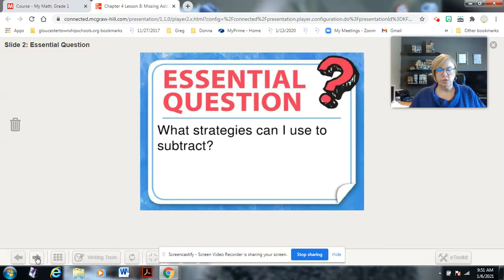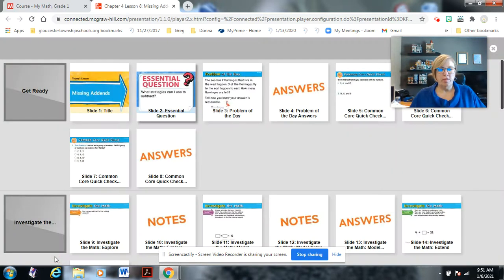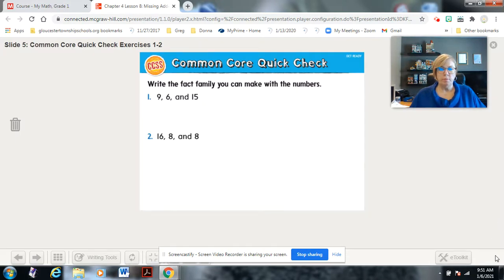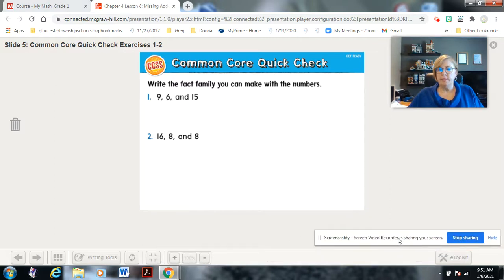And as a reminder, our essential question for chapter 4 is what strategies can I use to subtract? Okay, so once again, a strategy is a way of figuring something out. All right, so let's get started with our first warm up here. And this is probably a good place for you to have your whiteboard ready. Okay, so if you need your whiteboard, I suggest you pause this video and get it now and then come back.